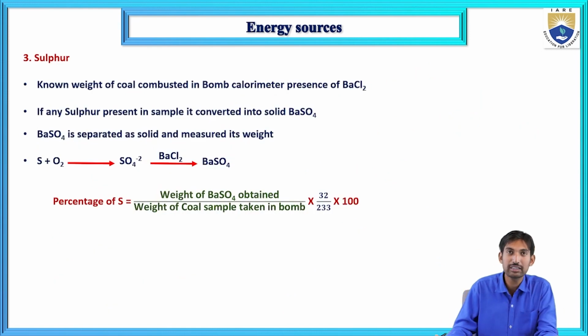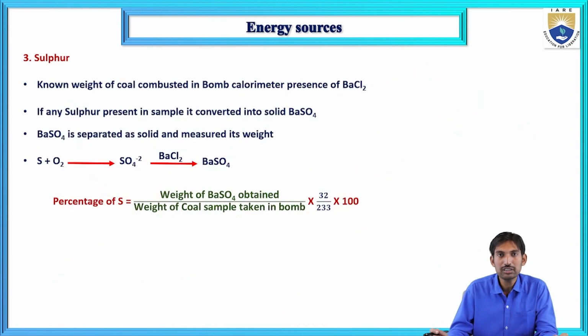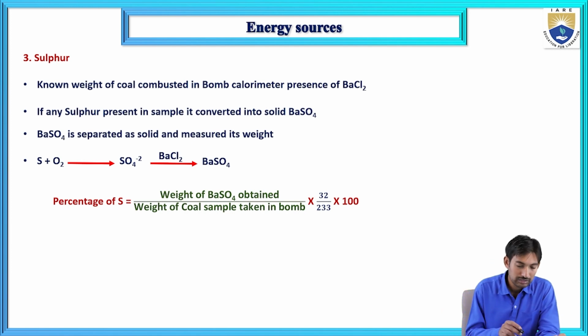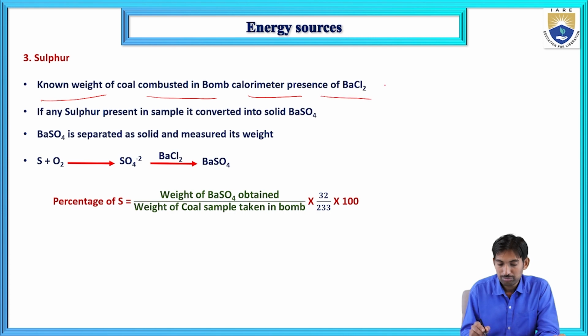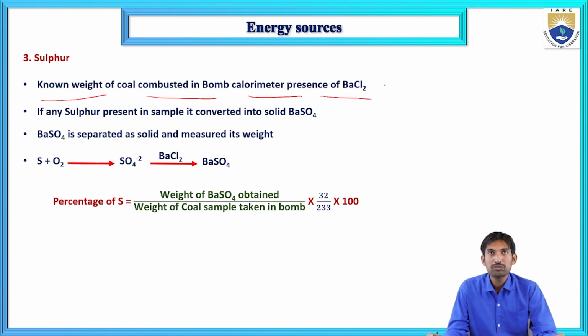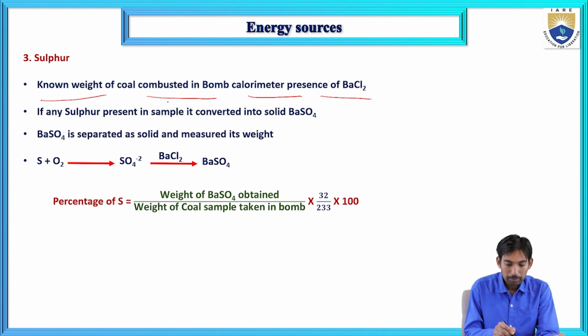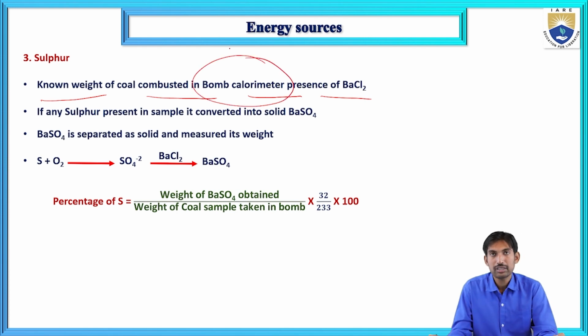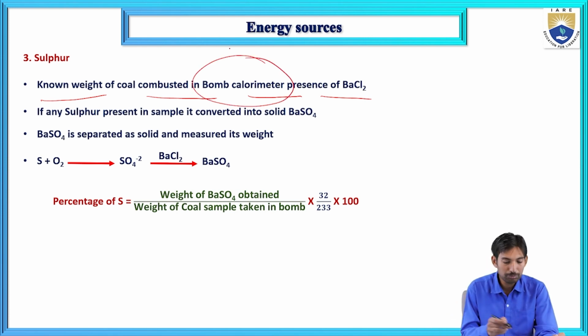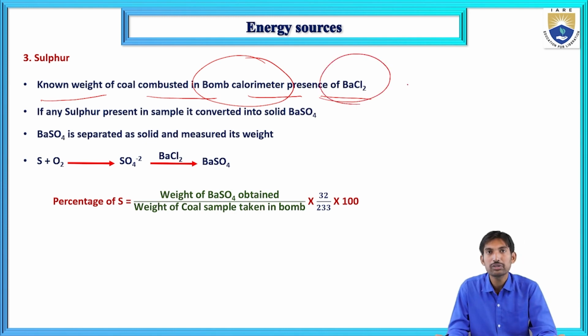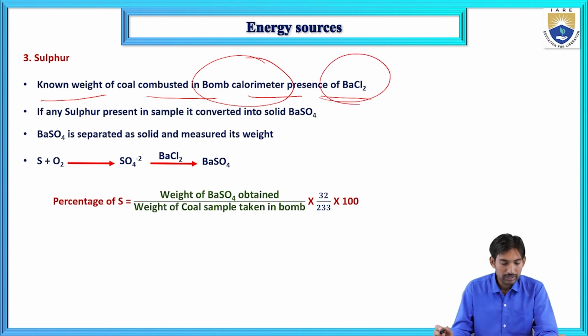Then the next step is to calculate the percentage of sulfur present in the coal by using ultimate analysis. A known weight of coal sample is taken and burned in a bomb calorimeter in the presence of barium chloride.